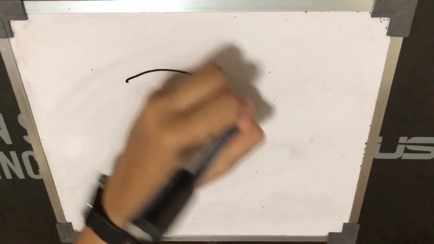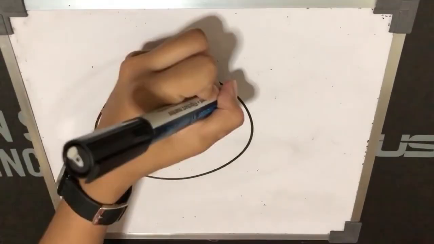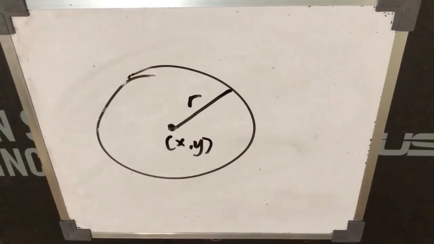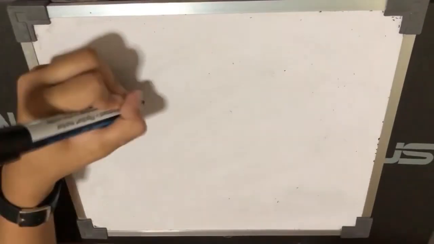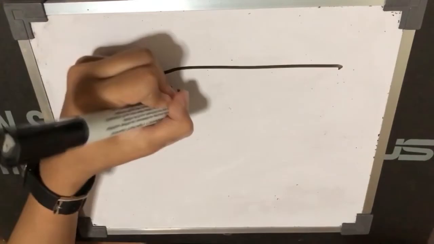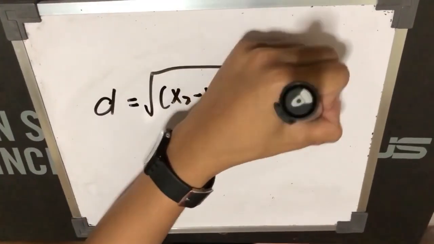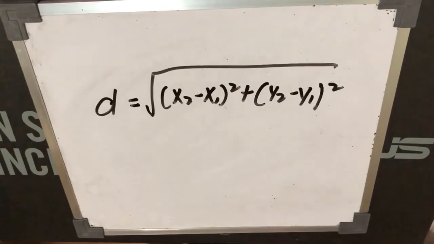A circle is the set of all points x and y in a plane whose distance from a fixed point is a constant. The center is the fixed point and the radius is the distance from the center to any point of the circle. The distance formula is d equals the square root of (x sub 2 minus x sub 1) squared plus (y sub 2 minus y sub 1) squared.